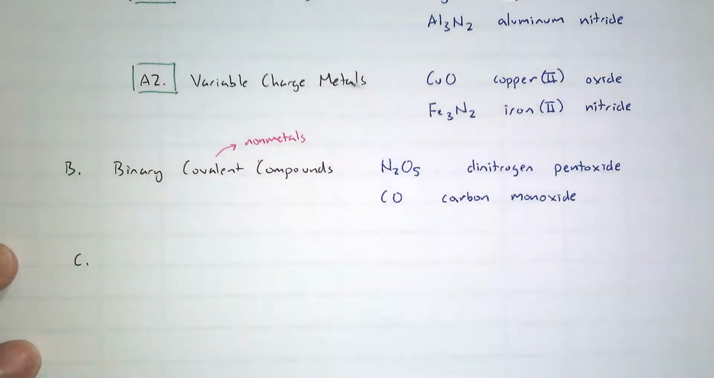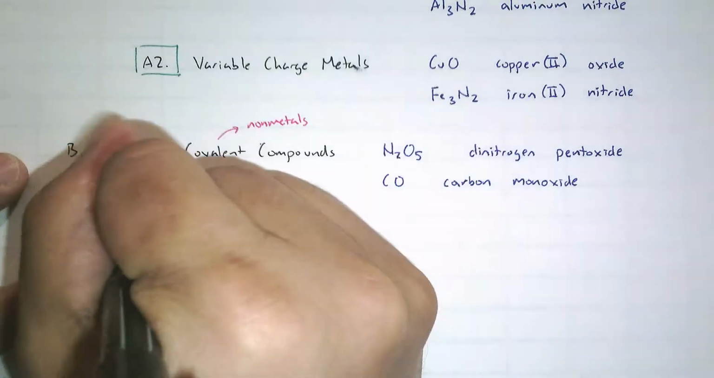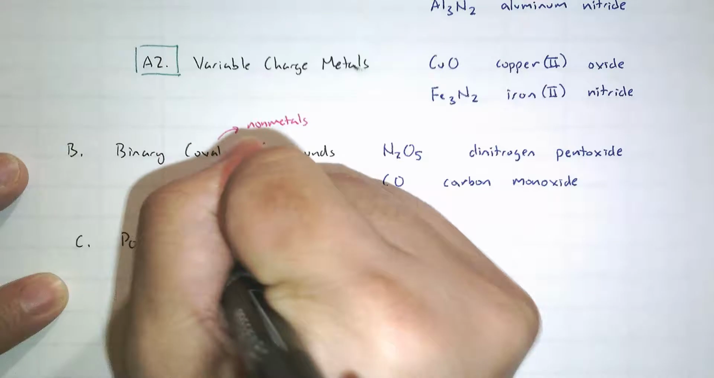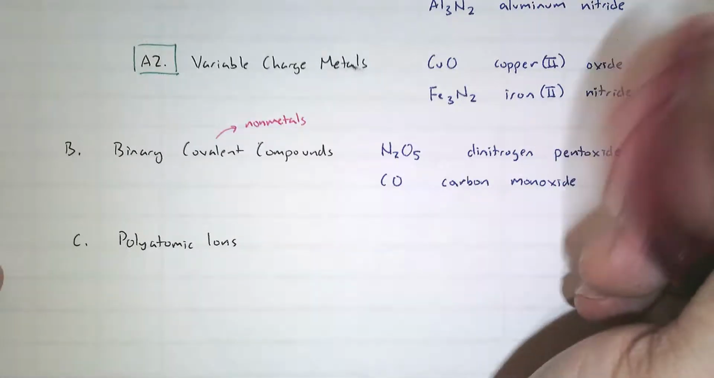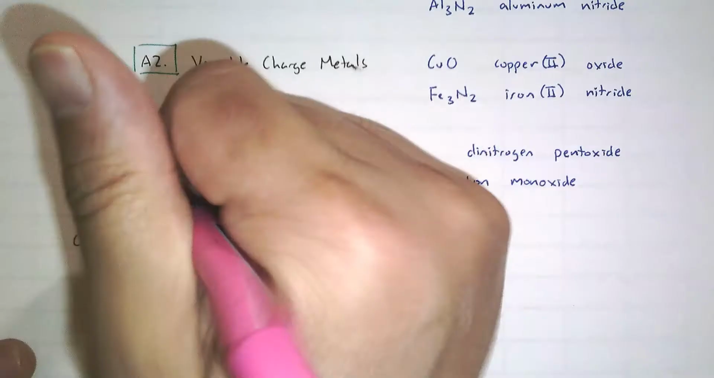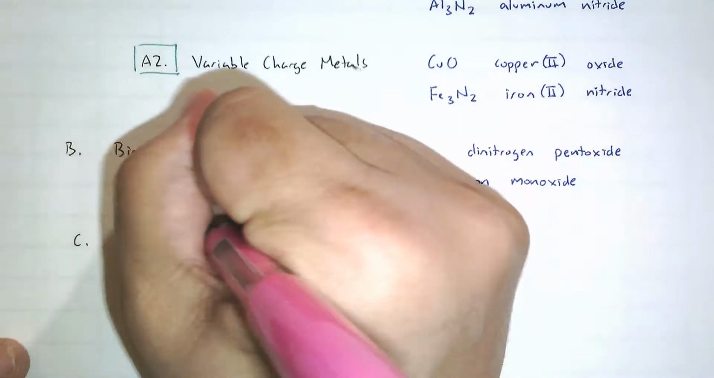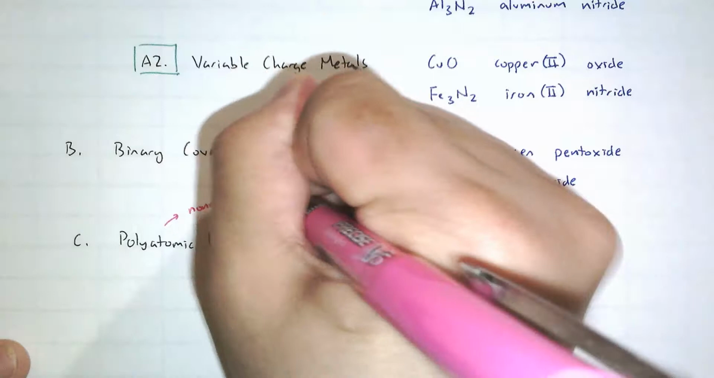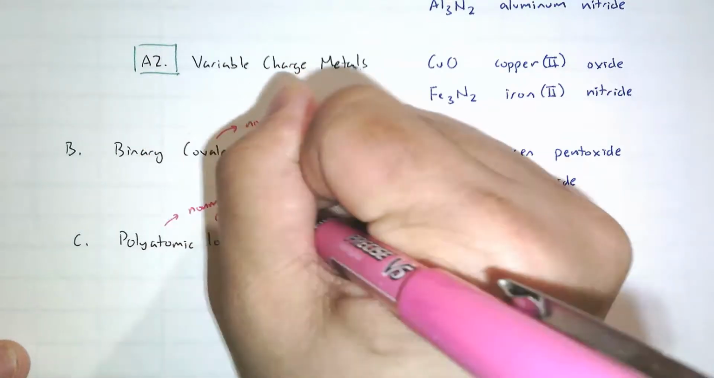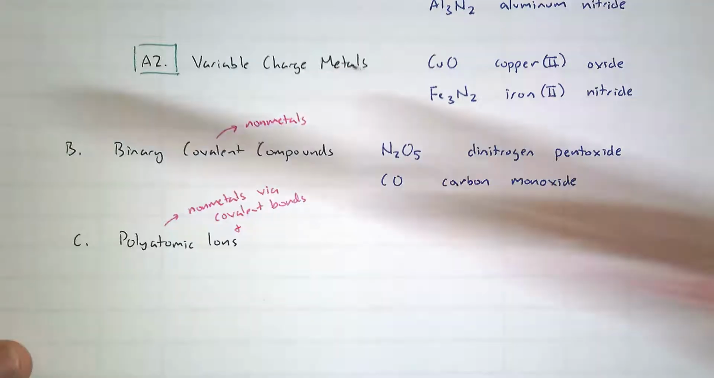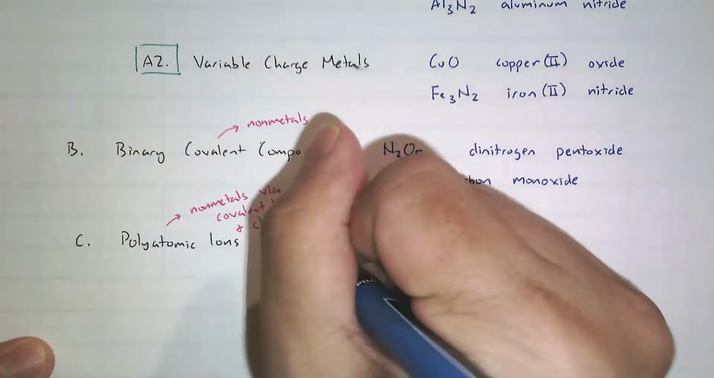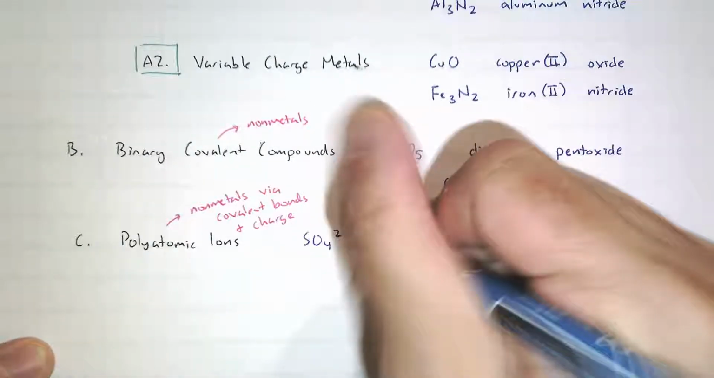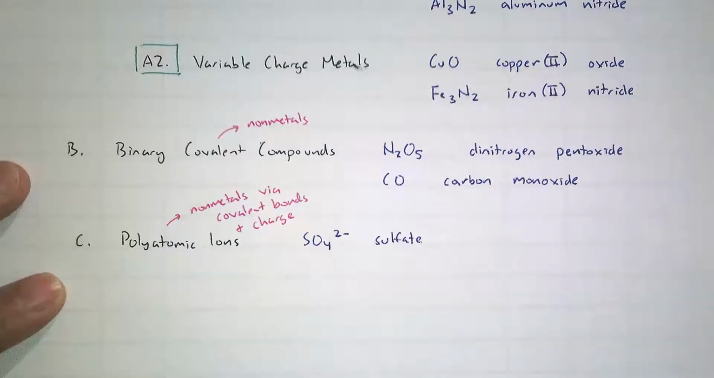Category C, we're going to have something called polyatomic ions. Polyatomic ions are interesting because they are made of nonmetals via covalent bonds, but they are ionic. So that's kind of a mouthful, but they are made of nonmetals via covalent bonds, and they have a charge. An example of that: let's do SO4 2 minus. This is called sulfate. See, this is our first compound that's actually an ion.